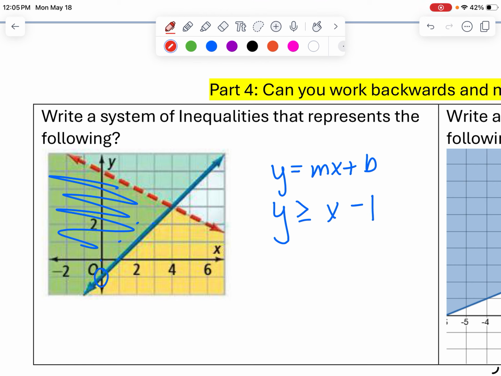Now let's do the red one for the system. So I count 1, 2, 3, 4, 5. I have a y-intercept of 5. My slope looks like it goes down 1 over 2, down 1 over 2, down 1 over 2. And it is broken and shaded below the red line. So there's my system of equations.